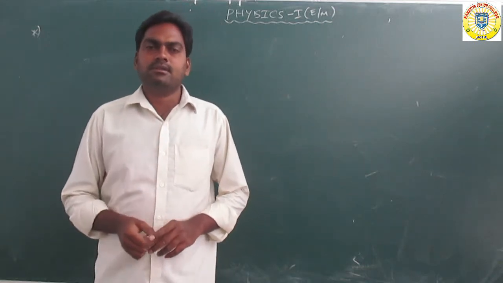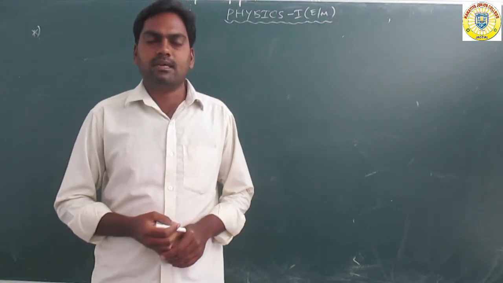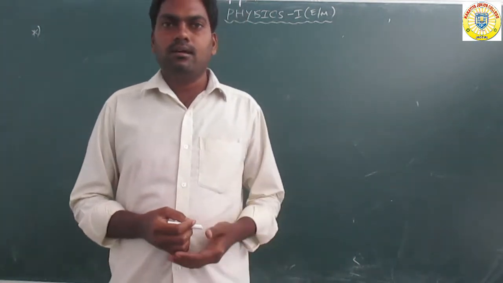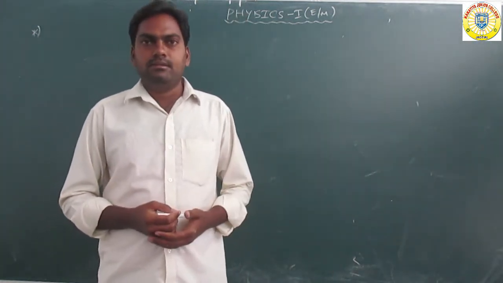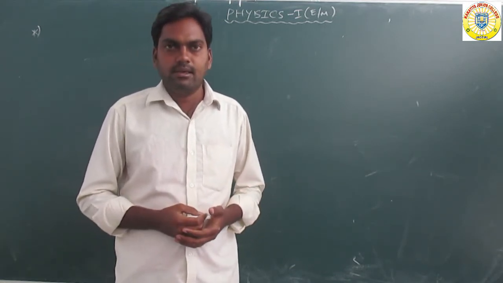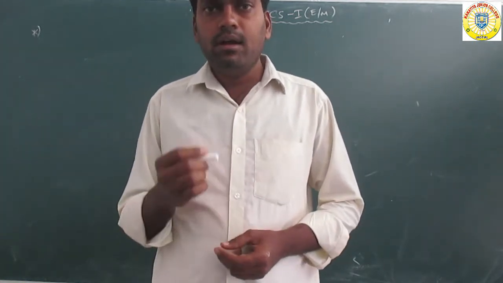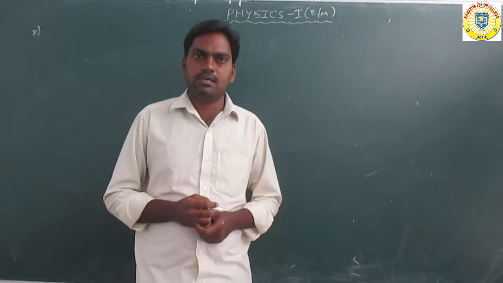Good morning, students. In the last class we discussed Boyle's law and Charles law, and the equation of the ideal gas. The ideal gas equation is PV = nRT. PV = nRT, that is the ideal gas equation.